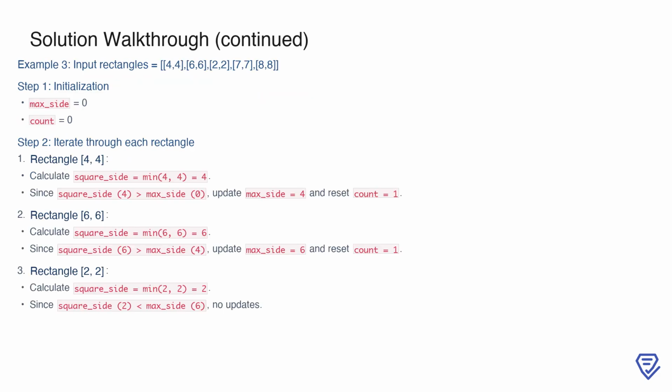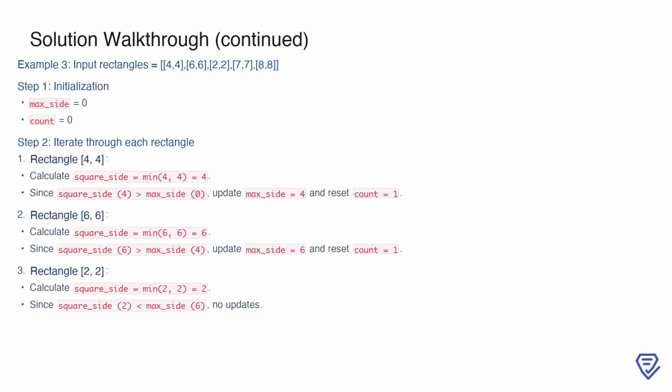In this third example, the input rectangles are [4, 4], [6, 6], [2, 2], [7, 7], [8, 8]. As always, we start by initializing max_side to 0 and count to 0. For the first rectangle, 4, 4, the square side length is min(4, 4) equals 4. Since 4 is greater than the current max_side of 0, we update max_side to 4 and reset count to 1.